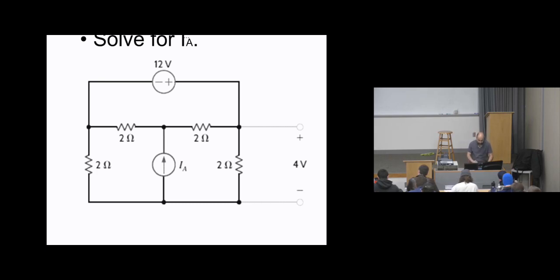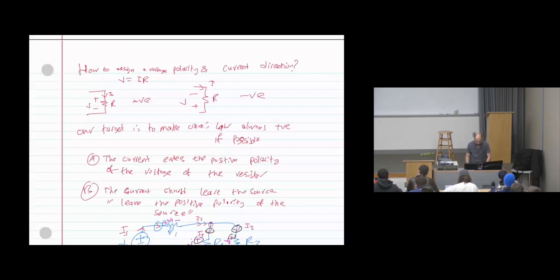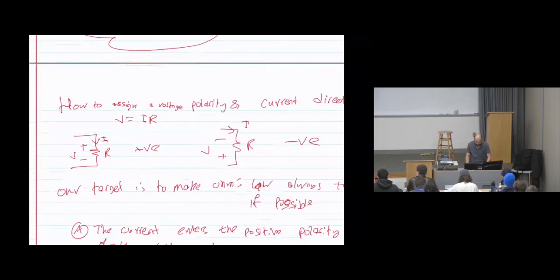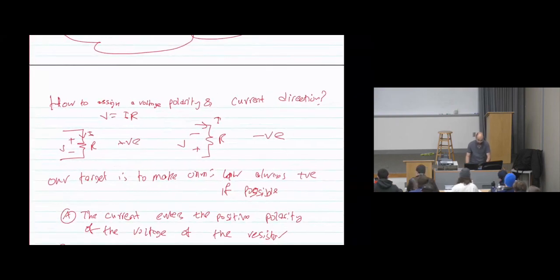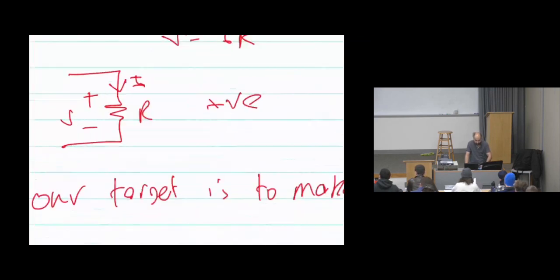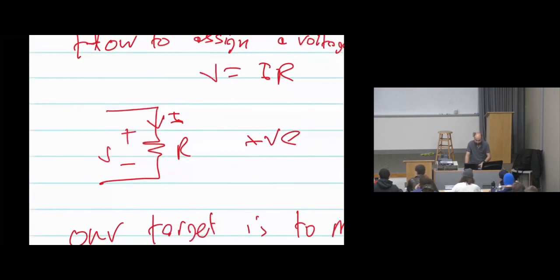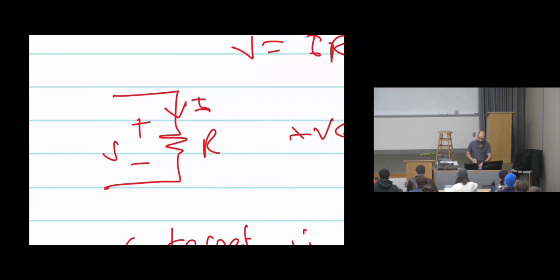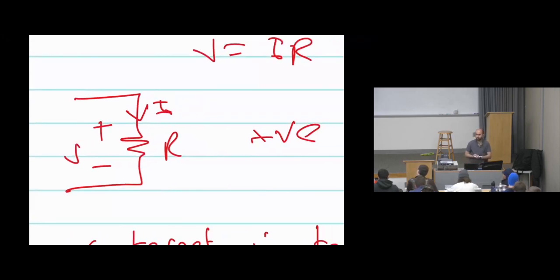How can we assume them? I already wrote the procedure last lecture, which is how to assign the voltage polarity and current direction. Ohm's law for the resistors is V equals I times R. Our target is to make Ohm's law positive. So if we have the choice of current direction and voltage polarity, we need to make sure the current enters the positive polarity of the voltage. If we can do this, that's fine. If we cannot, then don't forget to keep in mind that Ohm's law will be negative.